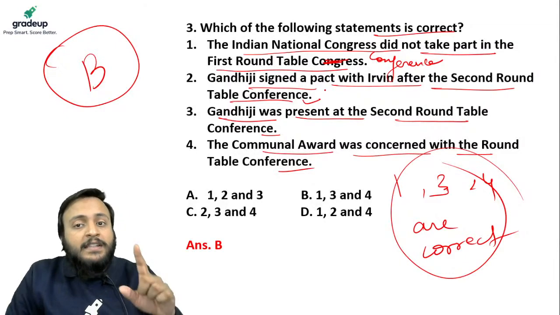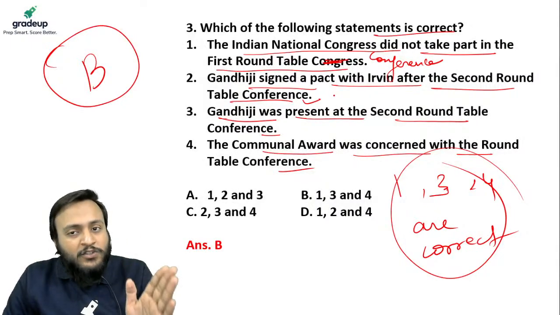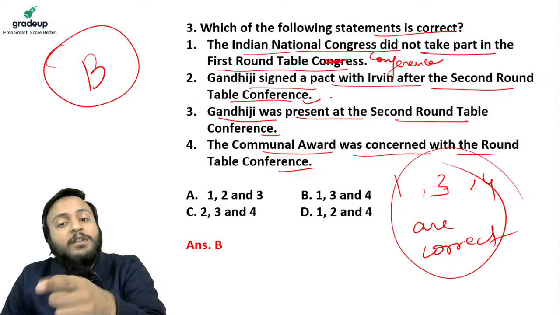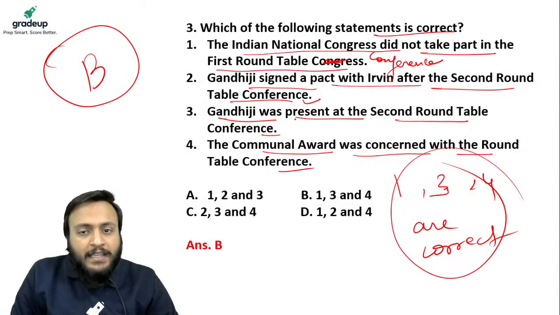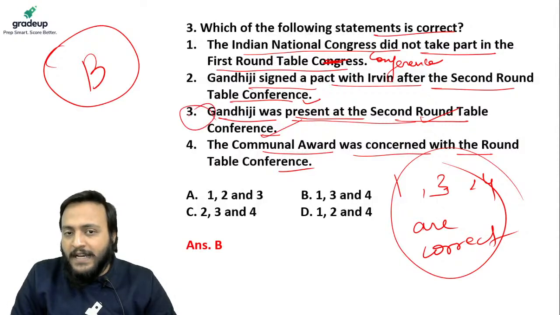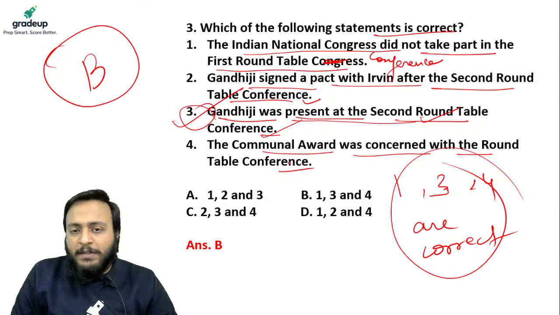Wrong. Gandhi signed the pact before the second Round Table Conference. Then the civil disobedience movement was stopped, and after stopping the CDM, the civil disobedience movement, Gandhiji agreed to go to London and he was present at the second Round Table Conference. This statement is correct. Communal award was concerned with the Round Table Conference.